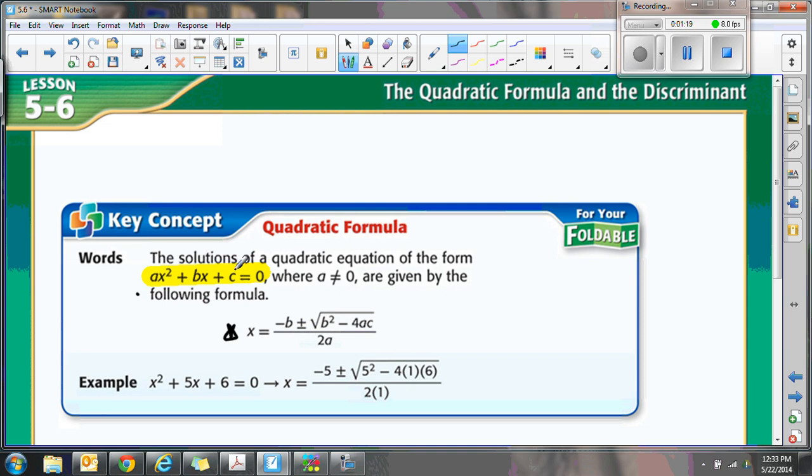Just like we've been solving before, the graph of a parabola can cross the x-axis in two spots, so you could have two possible answers. Also, the thing that's underneath, the b squared minus 4ac, that's what we call the discriminant. And that discriminant actually tells us about our solutions before we get there. So let's take a look at that discriminant.